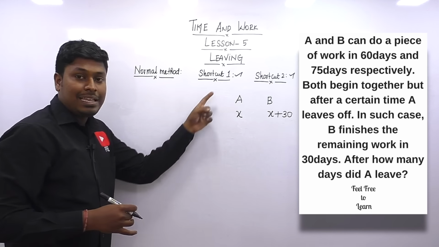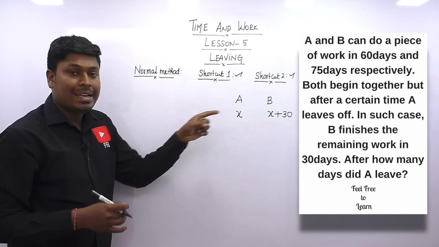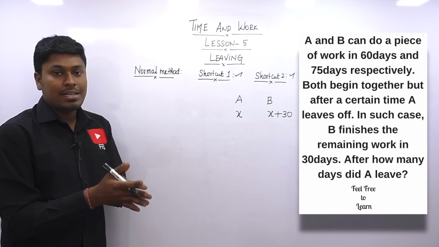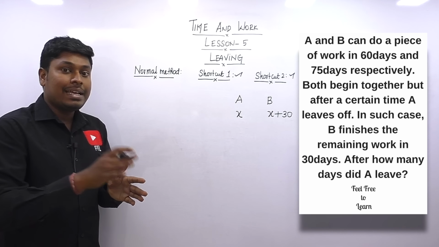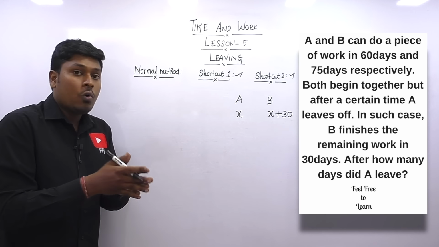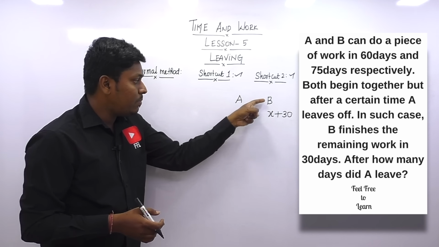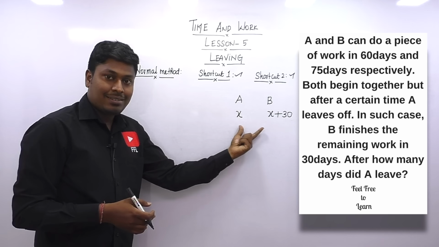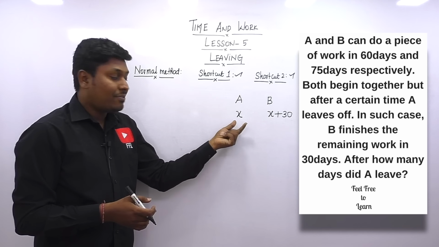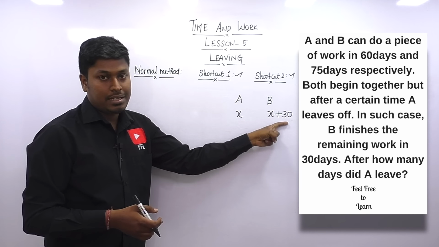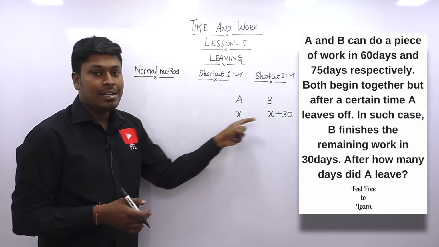So we can say that if A is X, B will be X plus 30. Friends, simple logic. Initially A and B started working. After a certain time, A left the job. We don't know how many days A and B worked. So A worked X days, similarly B worked X days. After X days, A left the job. After A leaving, the remaining work was done by B in additional 30 days. So B will be X plus 30, A will be X.